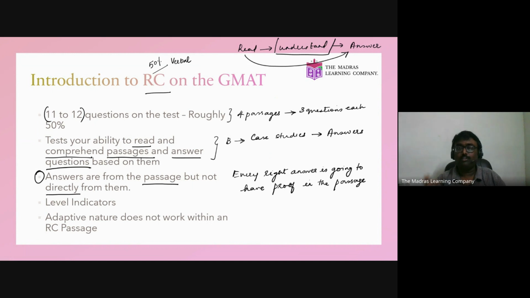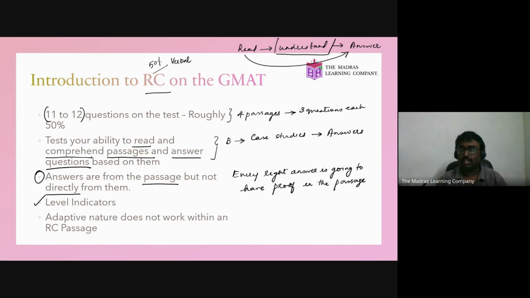Which means the other way around. If you're already good with language and you're able to understand the passage, that's 50%. The other 50% will be solved by techniques and strategies, right? Now, how does it impact the test? RCs are level indicators. Now, what do I mean by level indicators?